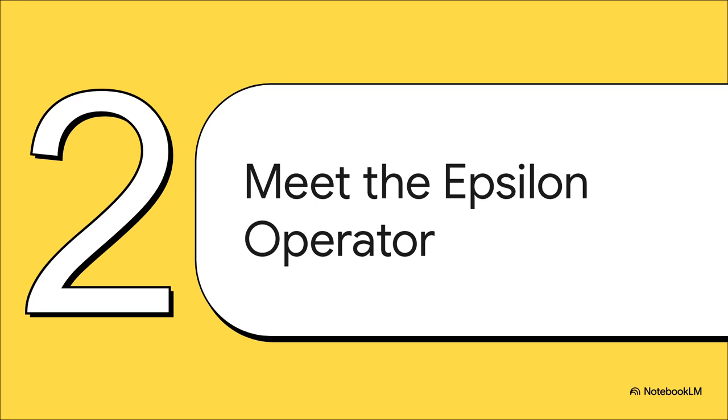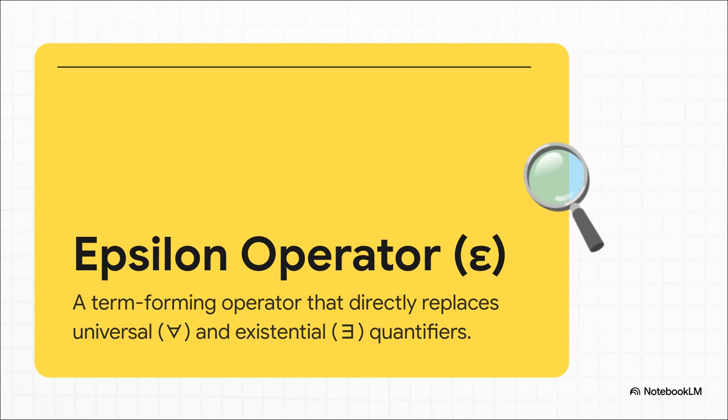To pull this whole thing off, Hilbert had to invent a brand new piece of logical machinery. It's time to meet the epsilon operator. So what is this thing? Well, technically, it's called a term-forming operator. In plain English, its whole job is to take a logical statement and create a term from it, like a specific concrete object. This lets you stop talking about objects in general and just point to one. It was designed to completely replace those standard quantifiers we use in predicate logic.